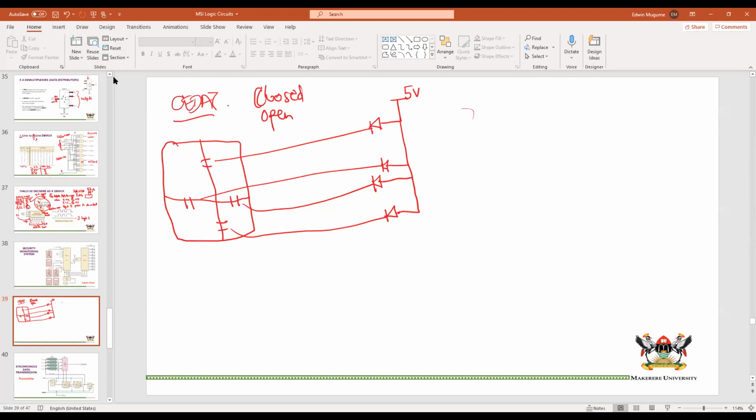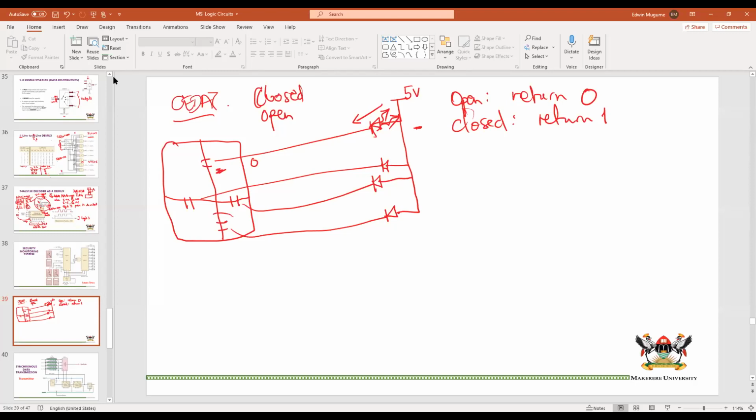But what does this mean? It means that if it is open, return 0. The reason is when you return 0, current will flow through this and you will have light. But if it is closed, you should return a 1 so that you have a high here and a high here, meaning that there is really no potential flowing across the LED and there won't be a light. That's how you know that this door is open or closed.